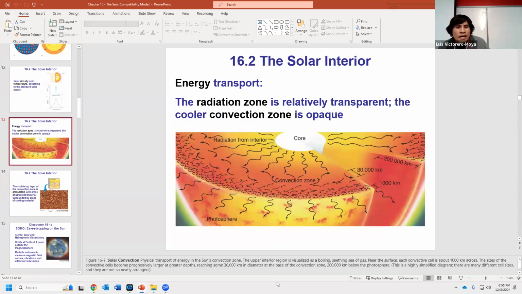Going back to the energy transport. So the radiation zone, which is outside of the core, basically electromagnetic waves like this, is kind of transparent. While the convection zone, you see the convection cycles in that, is actually opaque. Now, on the surface of the convection zone, on the outwards, is where you find the photosphere.